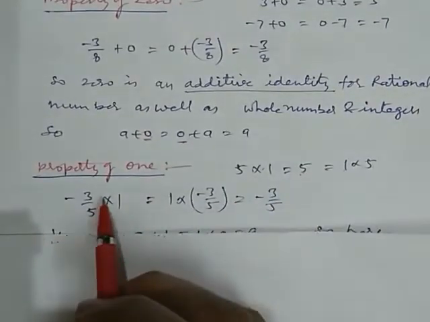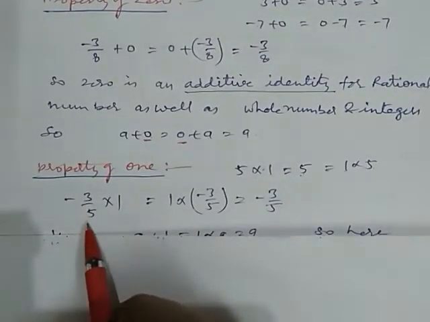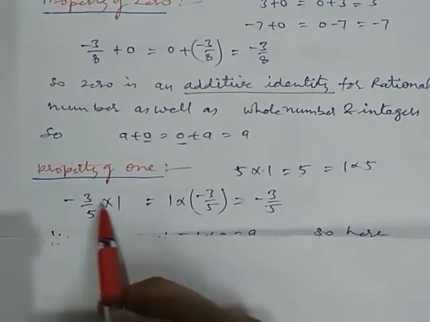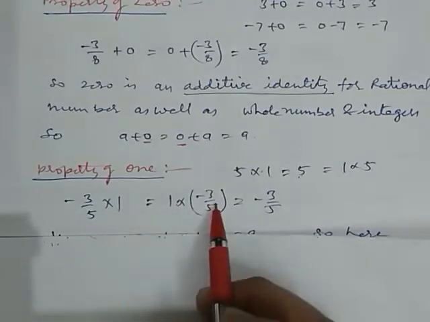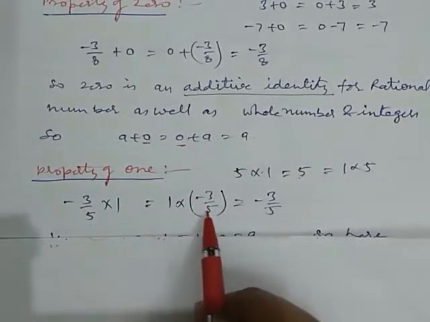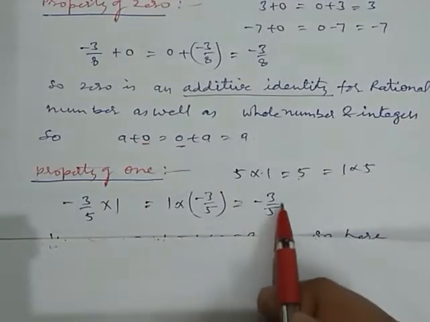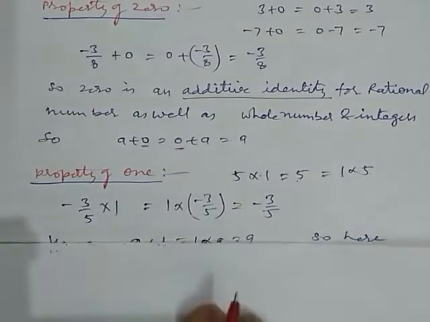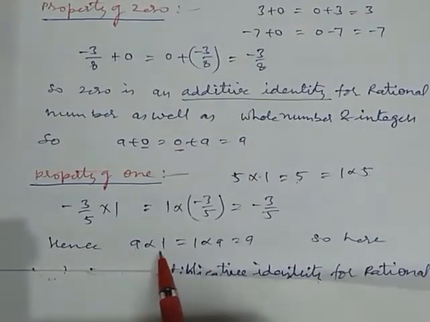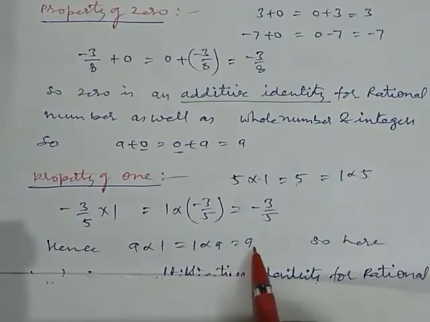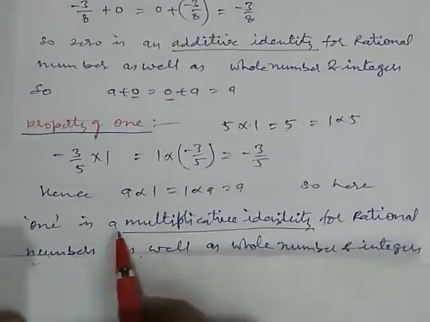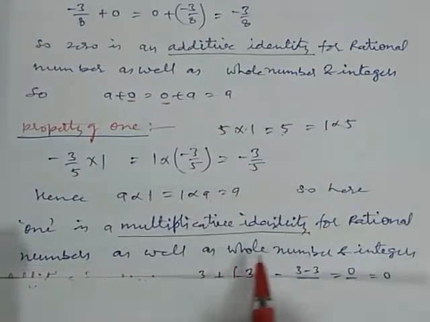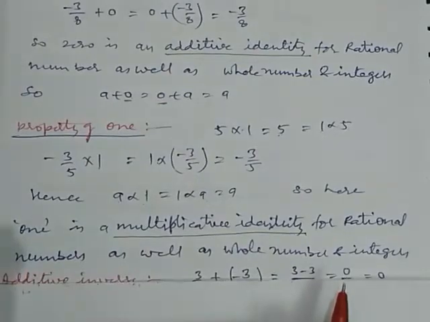Now we see more examples: minus 3 by 5 into 1, and 1 into minus 3 by 5. Here when we multiply this fraction by 1 this way or by changing the order, we get the same value, minus 3 by 5. So here 1 is the multiplicative identity. Hence a into 1 equals 1 into a equals a. So here 1 is a multiplicative identity for rational numbers as well as whole numbers and integers.